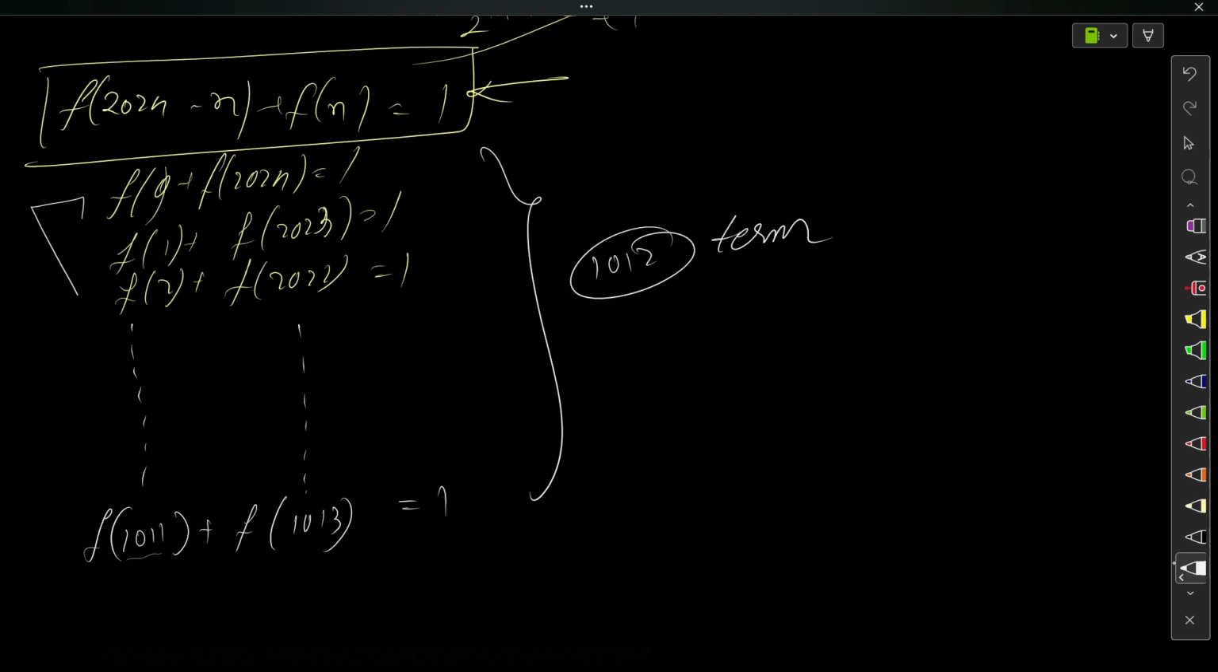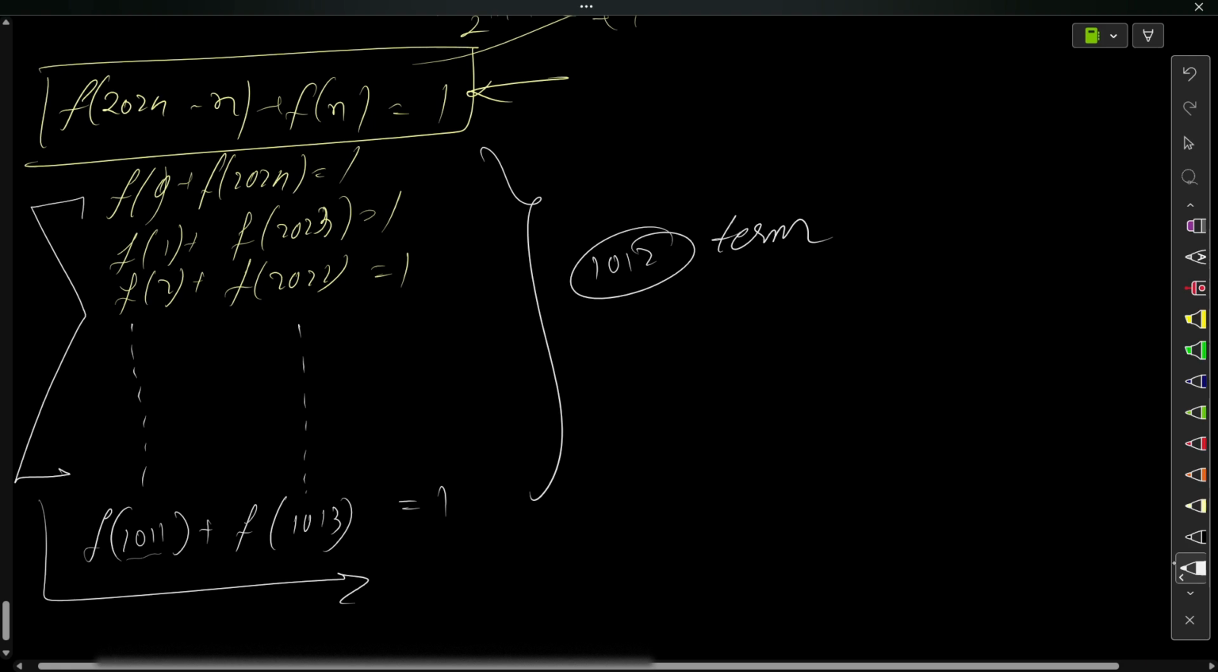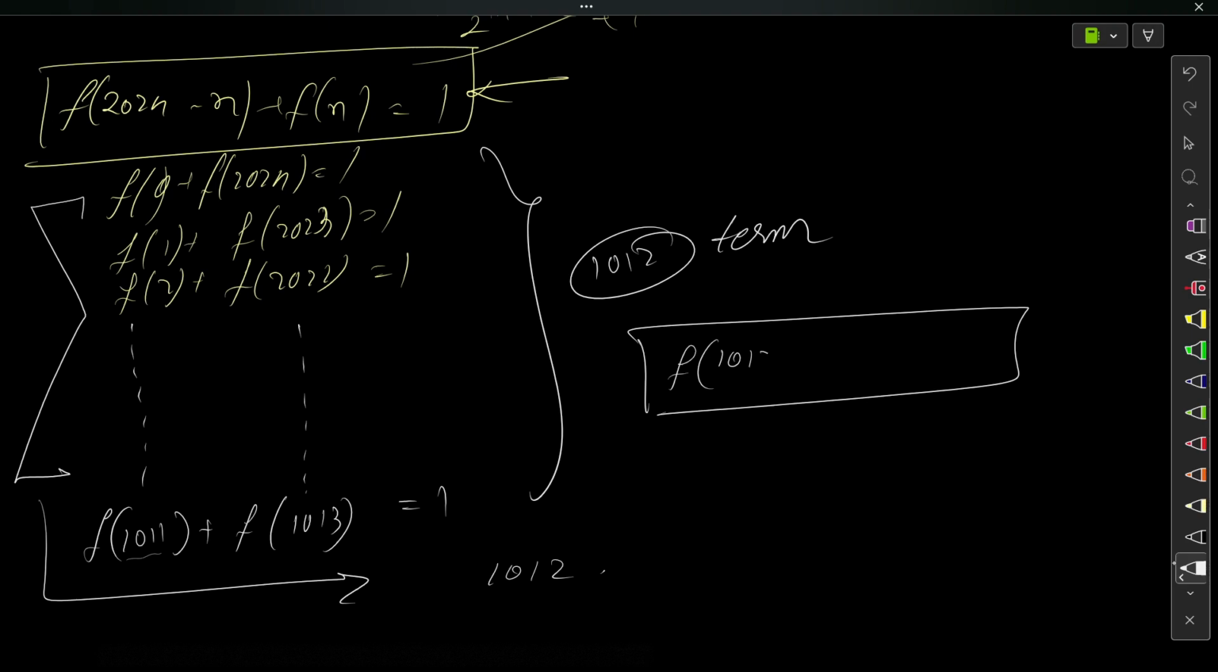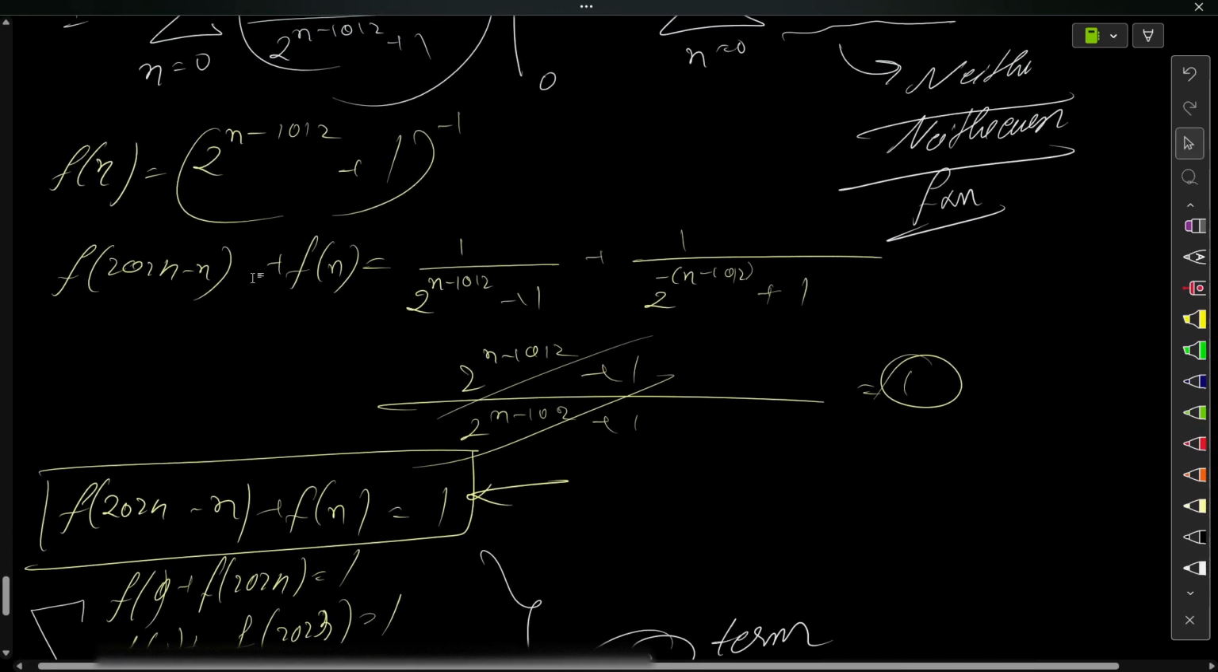So in case I add the summation, then I'll be getting it as 1012, and the main thing is that we haven't added f of 1012. And how can we find out f of 1012?